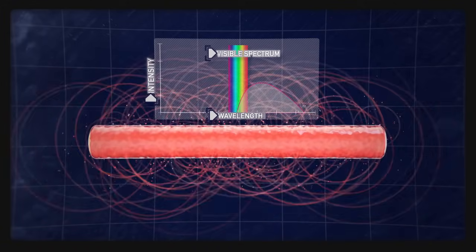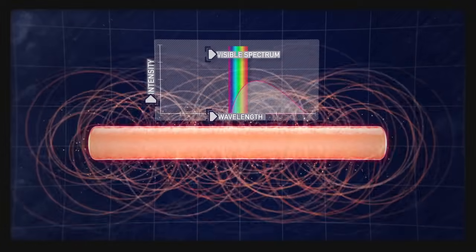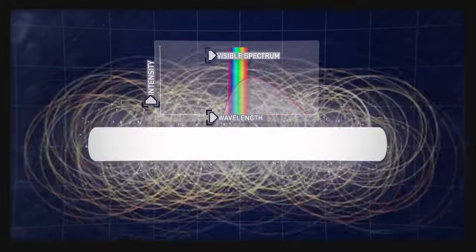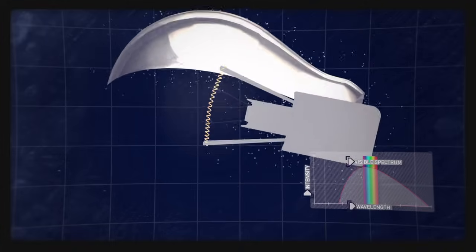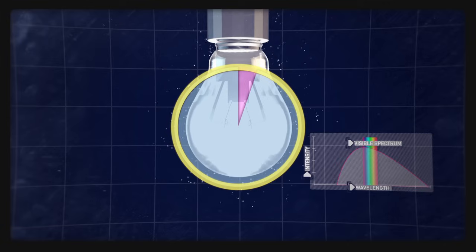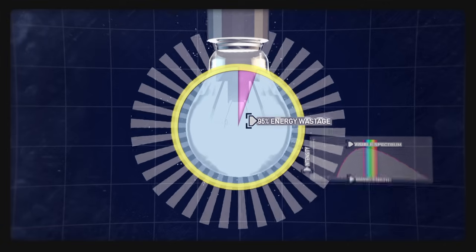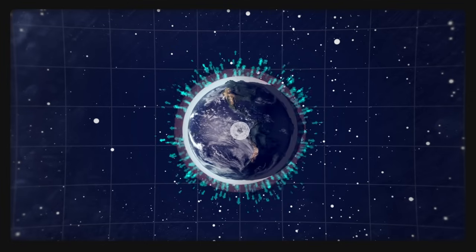At first, it will look red hot. And with even more heat, it will glow white with all of the frequencies of visible light. This is how traditional light bulbs were designed to work, and why they're so wasteful. 95% of the light they emit is invisible to our eyes. It's wasted as heat. Earth's infrared radiation would escape to space if there weren't greenhouse gas molecules in our atmosphere.